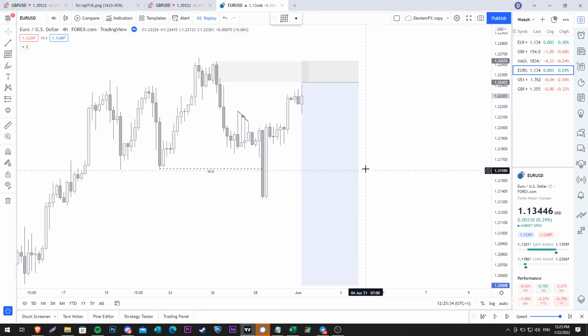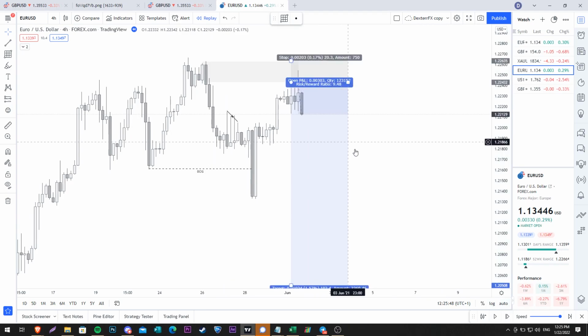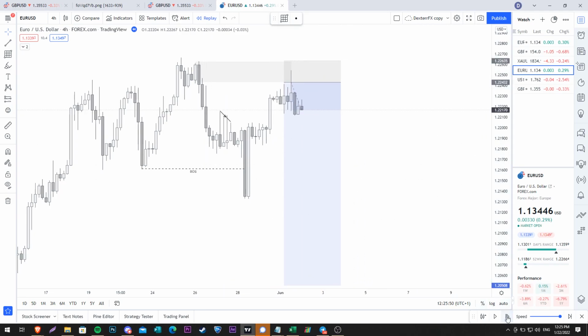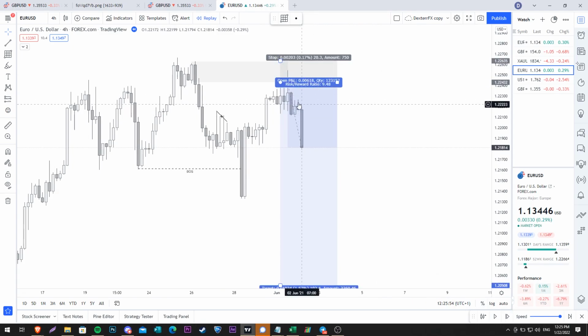Now we have all of this, okay. We have the break of structure here. We have the last up candle before the big move to the downside. We have liquidity. So we can play the price. So price comes back into the area, right? Price makes a big move to the downside, just here.